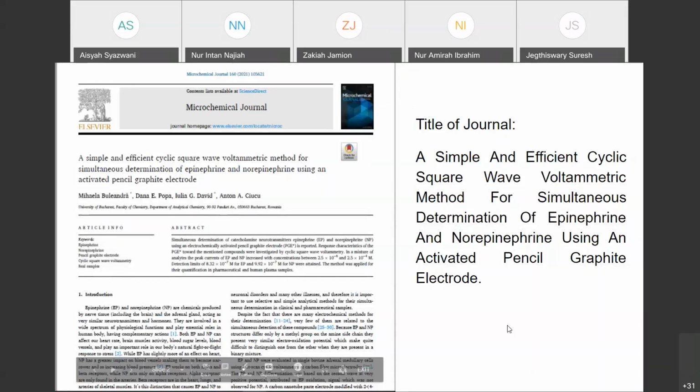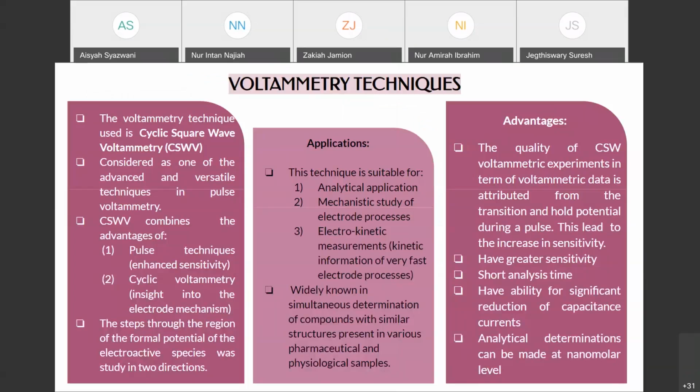Okay, the topic of our research journal is a simple and efficient cyclic square wave voltammetry method for simultaneous determination of epinephrine and norepinephrine using an activated pencil graphite electrode. So the voltammetric technique that we use in this research study is cyclic square wave voltammetry or CSWV.